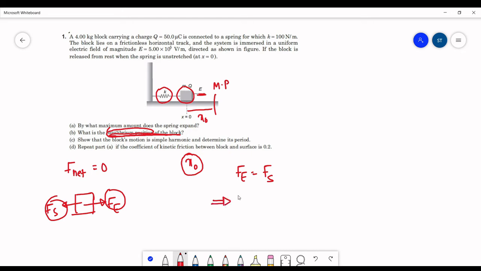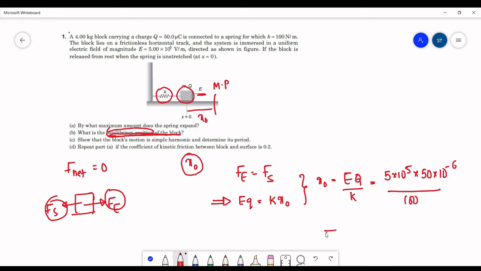Electrical force we can write as E into Q. Spring force we can write as Kx. Here it is Kx0. So from here we can write x0 is equal to E into Q upon K. Now just substitute the values. E is 5 into 10 power 5, Q is 50 into 10 power minus 6, upon K is 100. So here x naught will be equal to 0.25 meters. This will be the solution for part B.